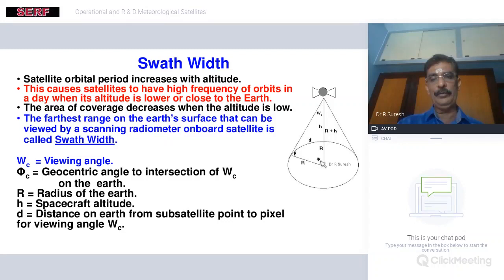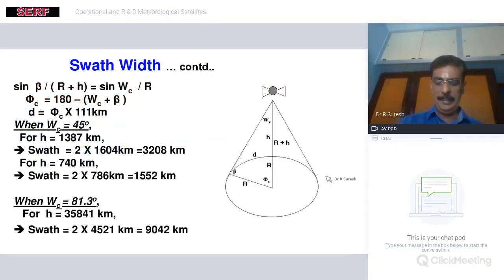And psi c is the angle which the look angle subtends with the vertical. Beta is up to what distance the satellite will be covering at that particular angle. Everything has been put. Now we can apply our spherical trigonometry. Same graph I have for understanding purpose. Sin beta by the total distance, that is radius of Earth plus altitude of the satellite, R plus h. h is the altitude of the satellite, capital R is the radius of the Earth. Sin beta by R plus h is equal to sin psi c by R.